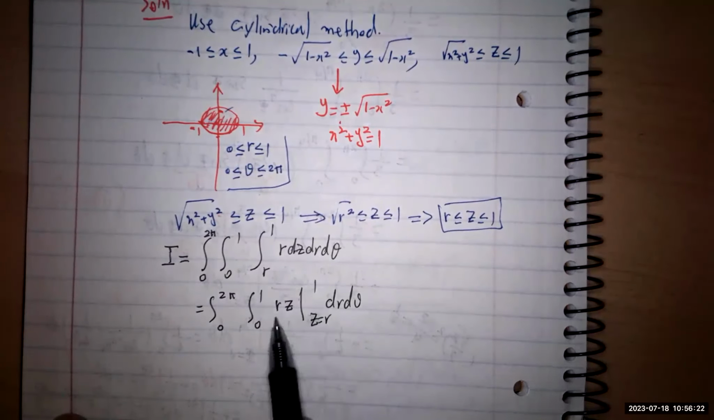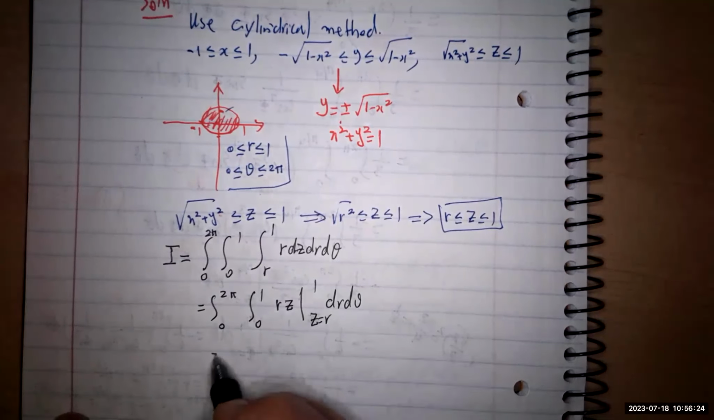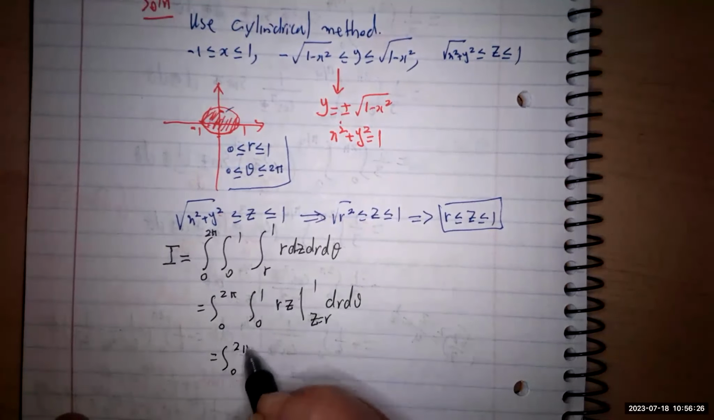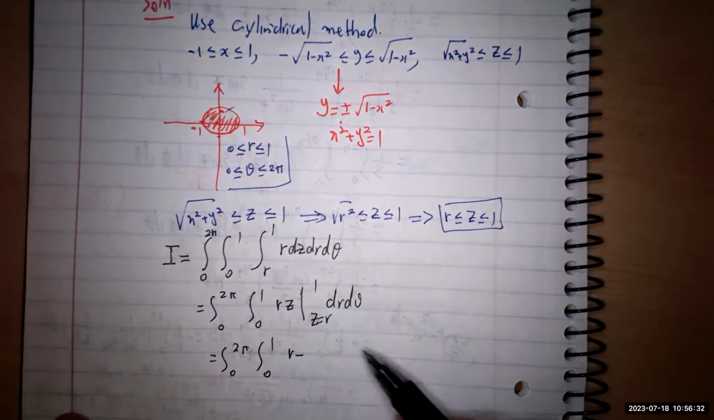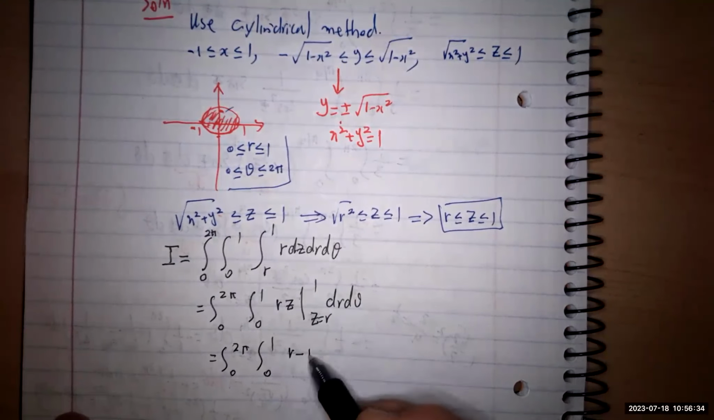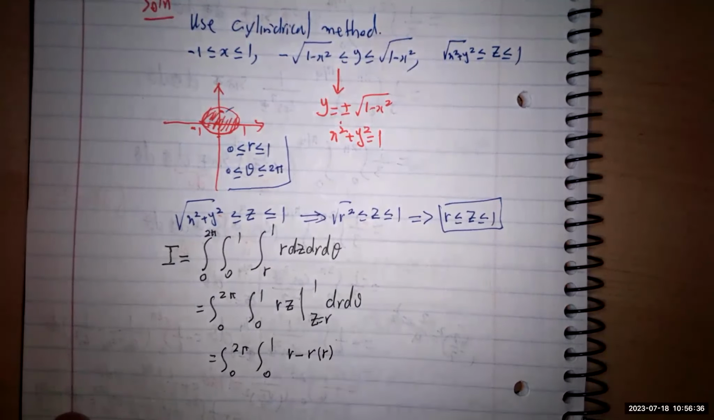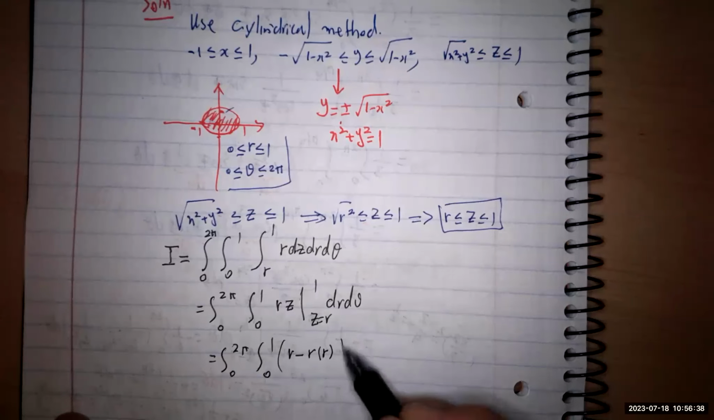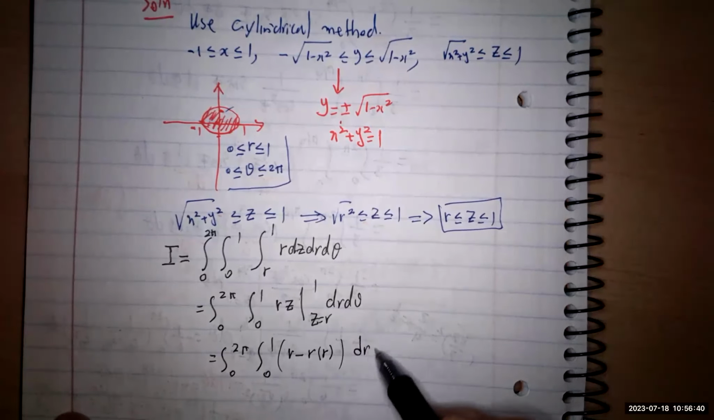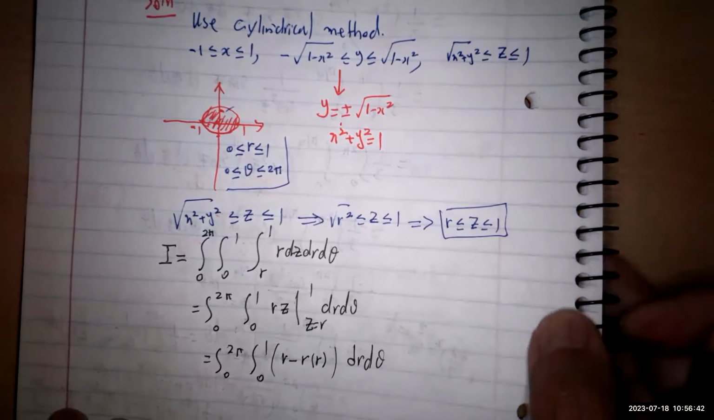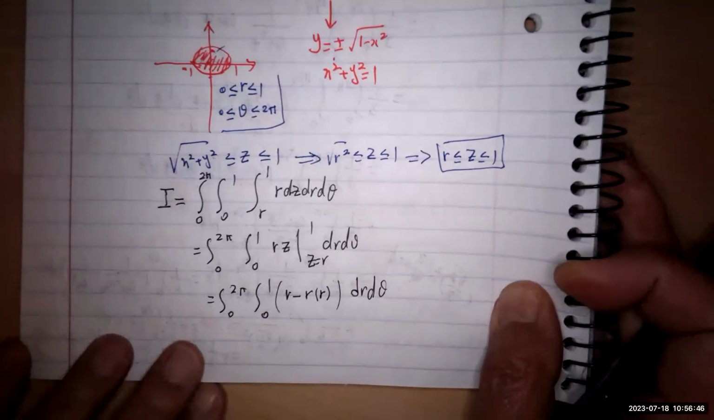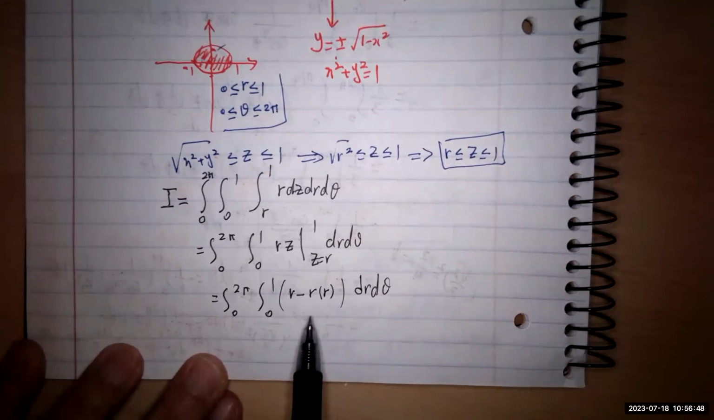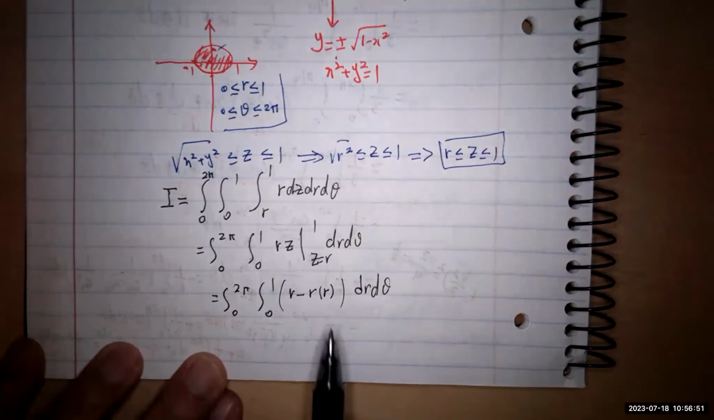Okay, so substitute. That gives you 0 to 2 pi, 0 to 1. If you put z equal to 1, that gives you 1, and if you put z equal to r, that gives you r. Okay, that's it. And then you get the dr and the d theta. So this is the situation we're going to have. Simply, this would be 1 minus r, times r, so r minus r squared.